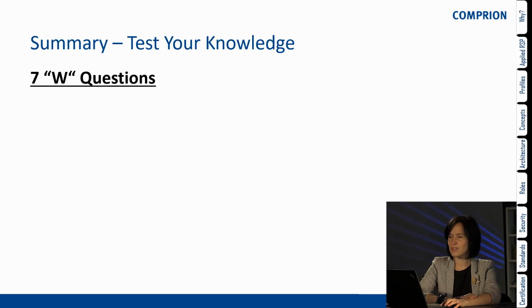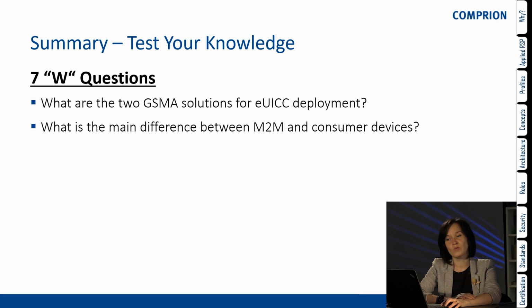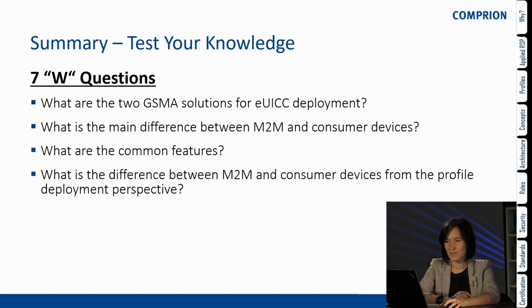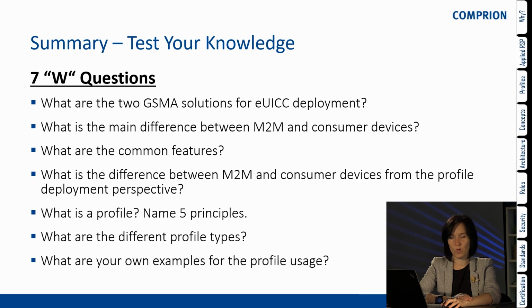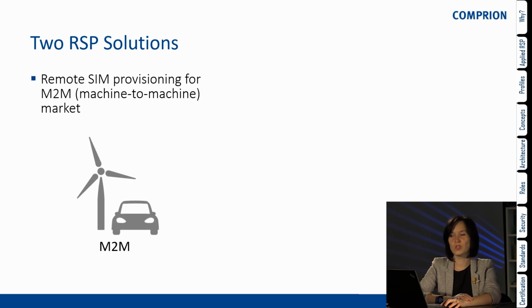To summarize on this, we had these questions. What are the 2 GSMA solutions for eUICC deployment? I hope you know this. This is the M2M, machine-to-machine, and the consumer devices one. The main difference between M2M and consumer devices, common features, and the difference between M2M and consumer device from the profile deployment perspective. Okay, what is a profile? And what are the different profile types? Also your own examples.